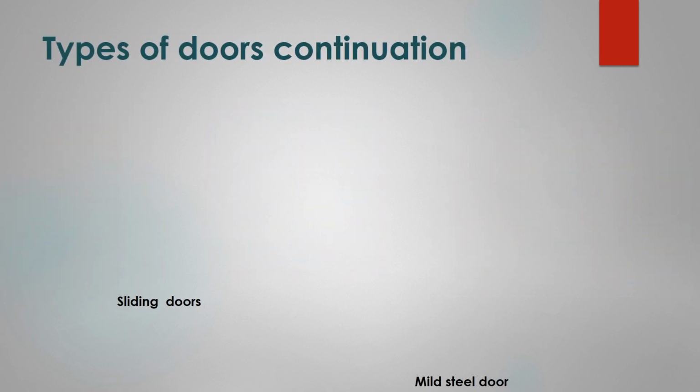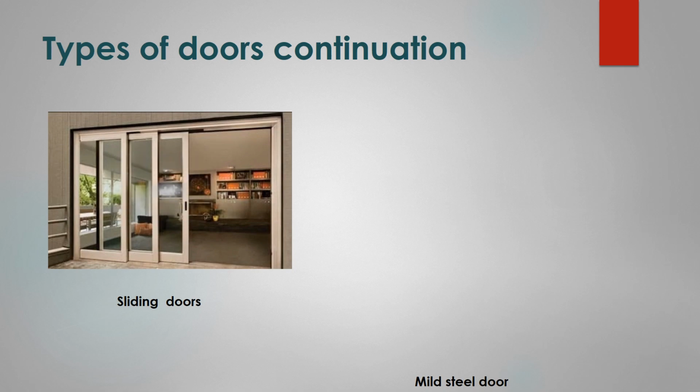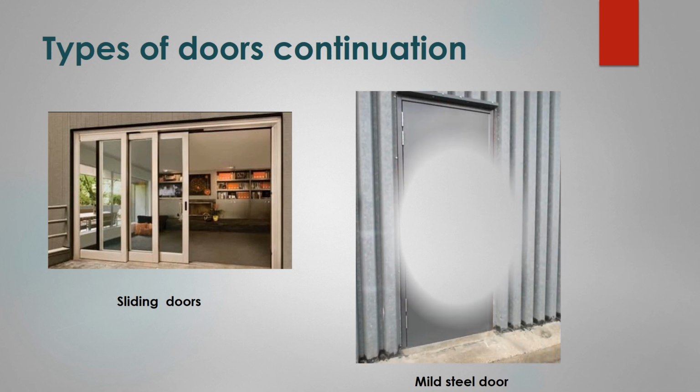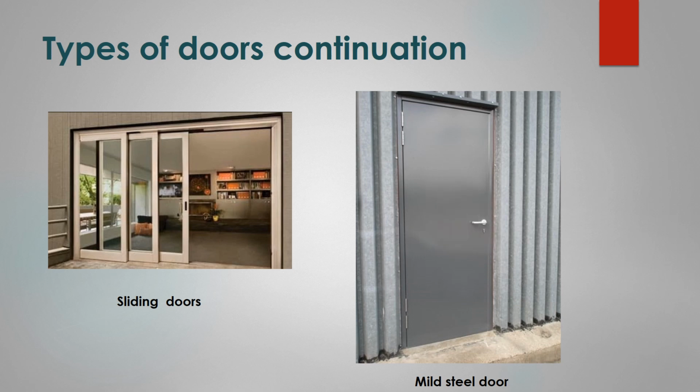The next one, we have the sliding doors. Sliding doors, these are the doors that slide horizontally and they give access to the building or the room. Like here, you see these doors, it slides to the left as it opens and slides to the right as it closes.